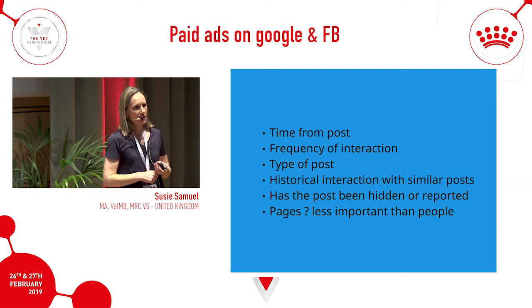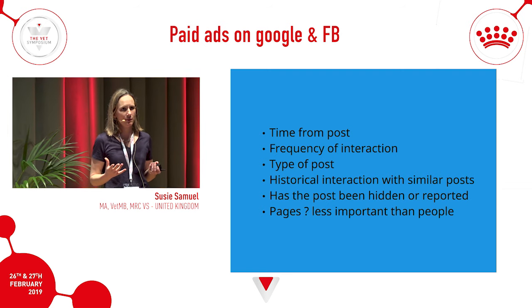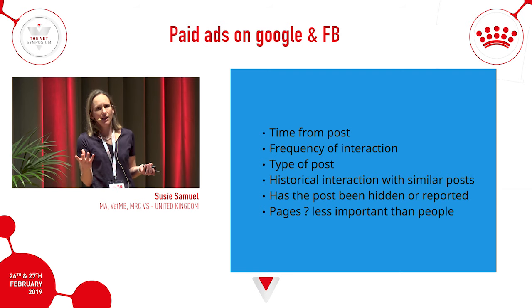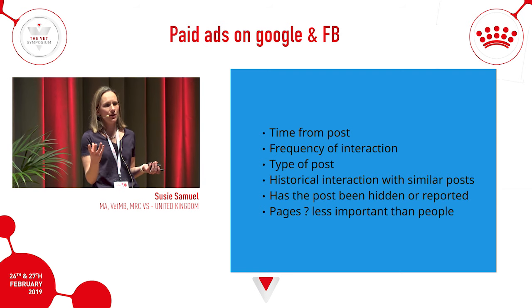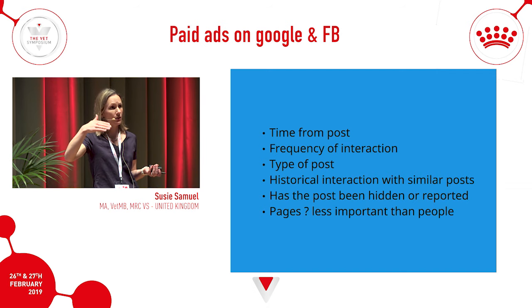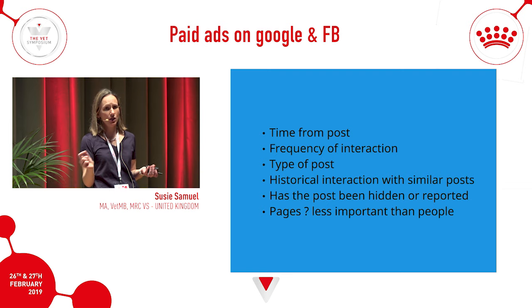Second is frequency of interaction. And again, this makes absolute sense. Facebook wants us to go onto Facebook and see information that's really interesting and engaging for us to read. So if your page has posted information and nobody is engaging with it, that's giving Facebook a signal: this page is not interesting for this person. Don't show them content from this page again.